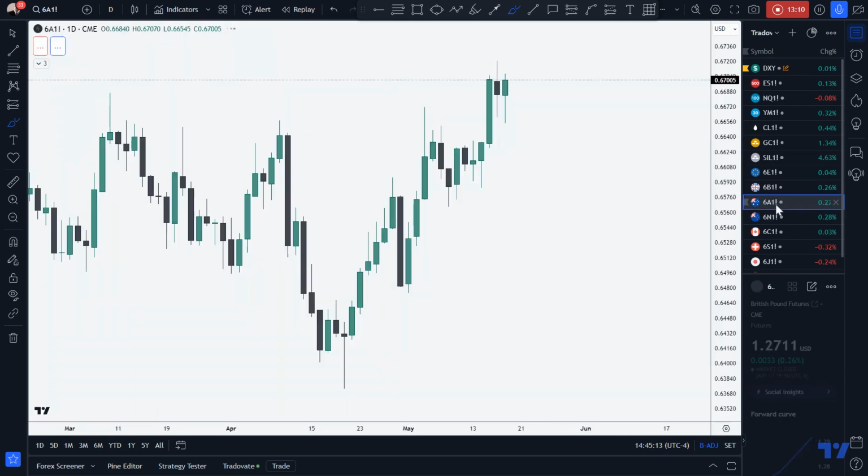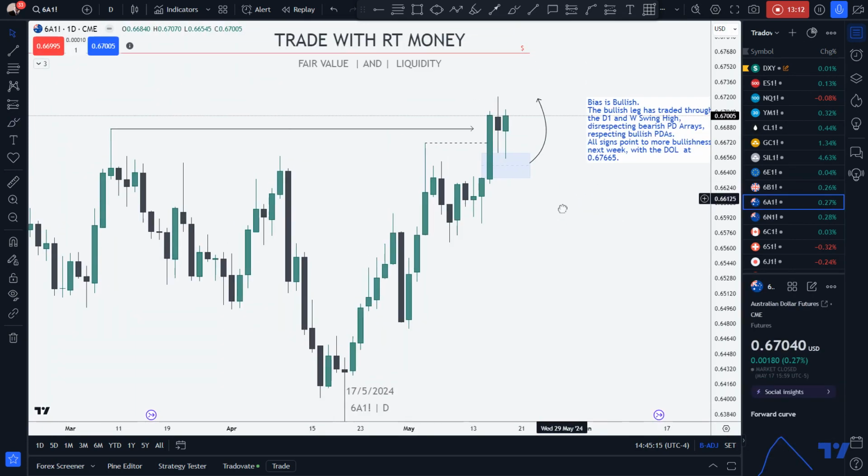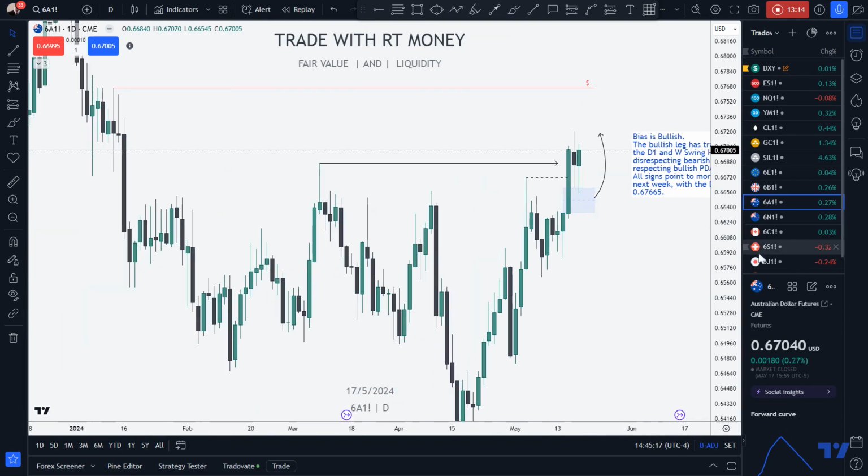Let's move on to the Aussie dollar. On the Aussie dollar, we had the very same situation. I want to see, did I give some insight on this one?